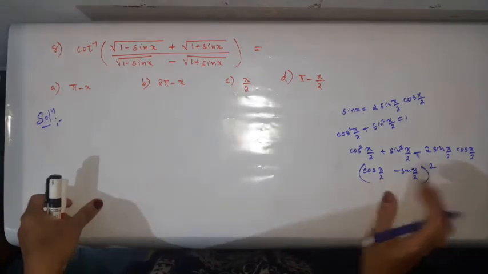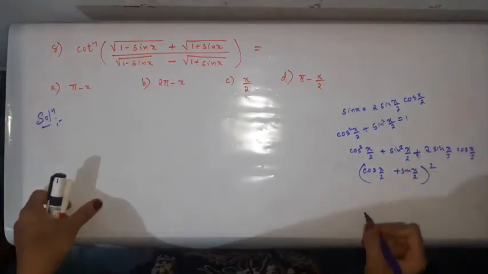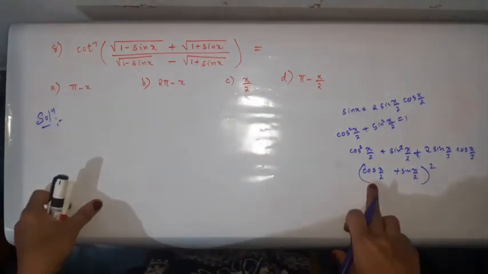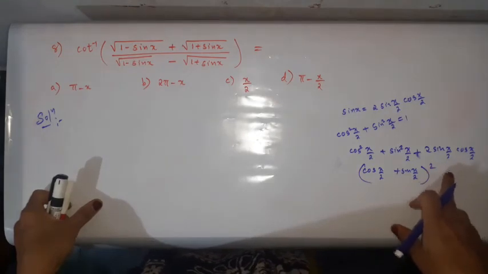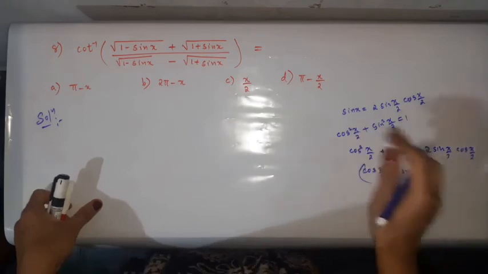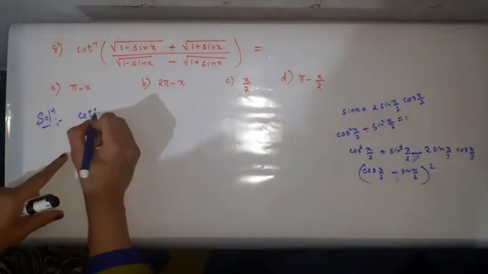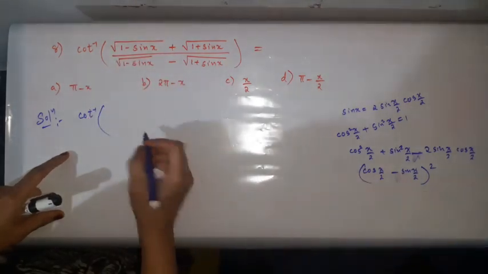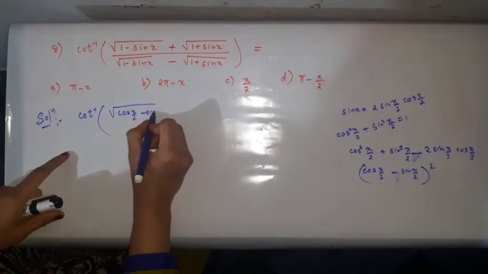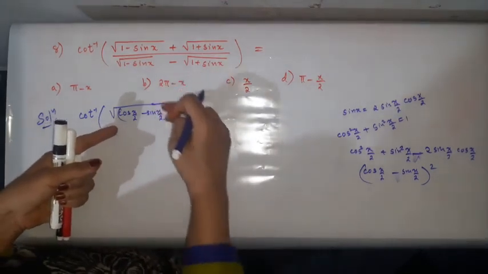Now in place of the minus sign over here, if I make it plus, then this will become cos x by 2 plus sin x by 2 whole square. I can just change the sign and write it. So this is one basic thing that you must know to solve this. So it is cot inverse of, in place of this, as I told you, I can write it as root of cos x by 2 minus sin x by 2 whole square. Now I can directly cancel the root also and show you.